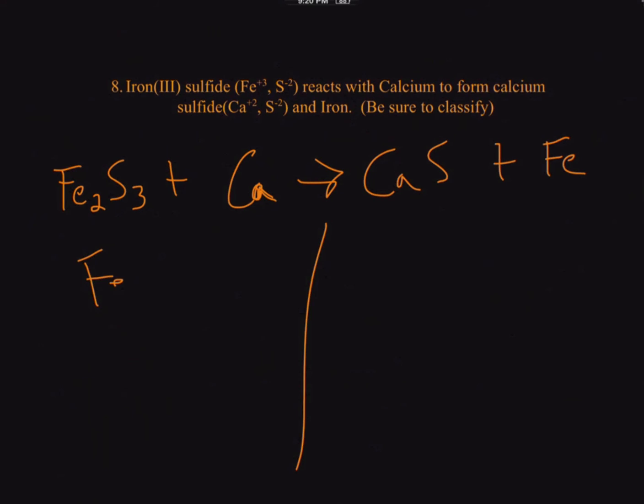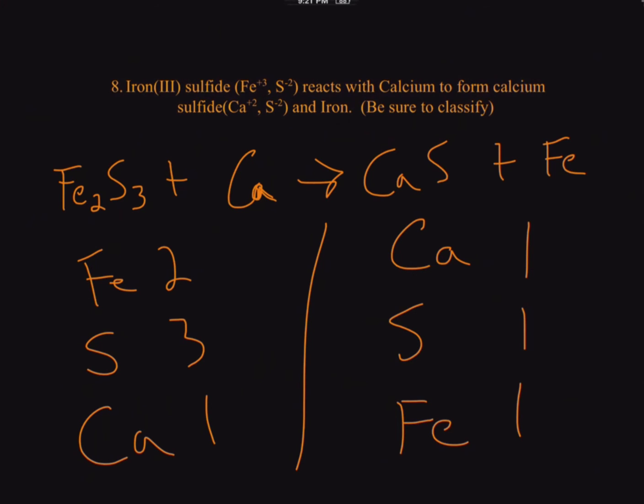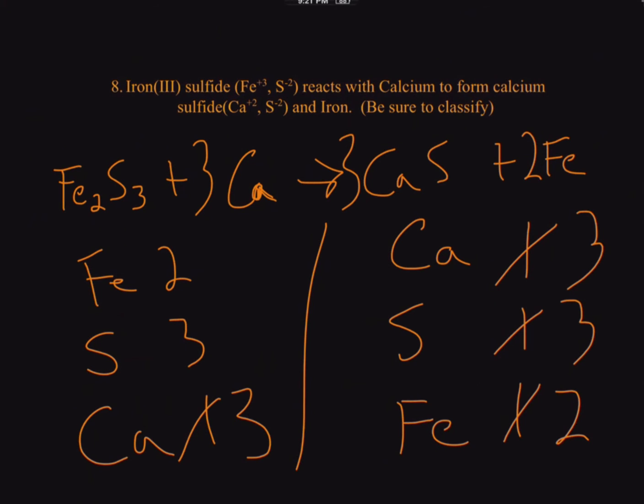Fe2S3, calcium 1. And on the other side, we've got calcium 1, sulfur 1, iron 1. All right, so I need a 2 in front of this iron, makes that 2. I'm going to need a 3 in front of the sulfur to make that 3. Putting that 3 in front of the calcium sulfide also makes the calcium 3, which means then in order to make this a 3, I've got to put a 3 in front of that. So 1, 3, 3, 2 are the coefficients in order.